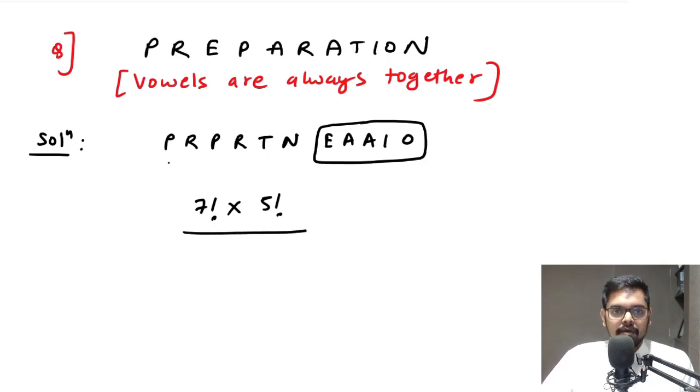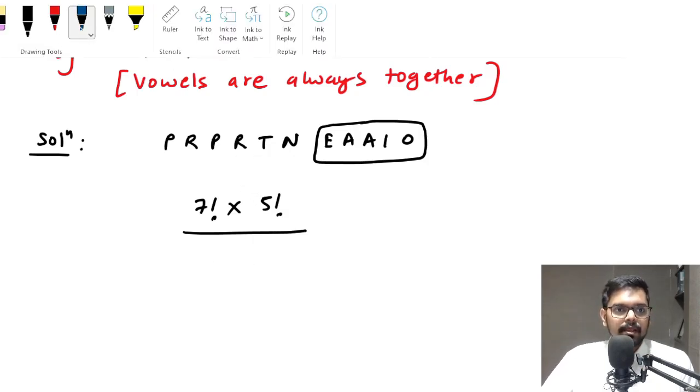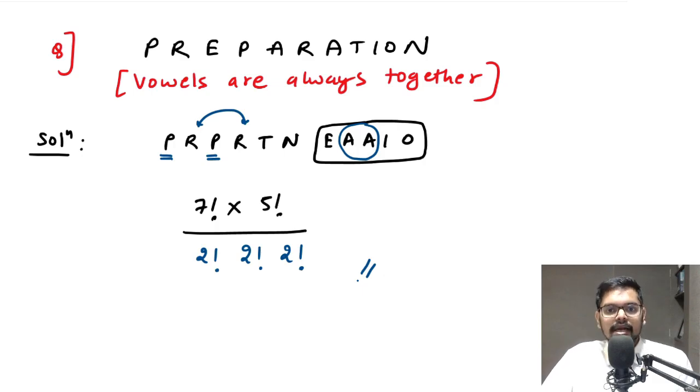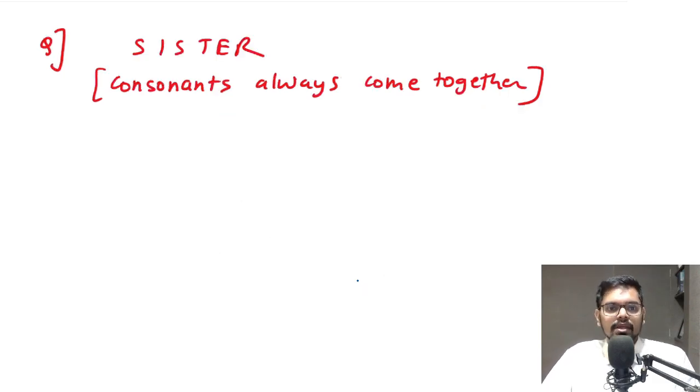So I'm going to divide now. P is repeated 2 times. So let me change the color, okay? You can see that P is repeated 2 times, so divide by 2 factorial. R is repeated 2 times, so divide by 2 factorial, and A is also repeated 2 times, so divide by 2 factorial. This is your final answer. This is perfectly okay, no mistakes here. Getting the idea? If yes, now try something new.